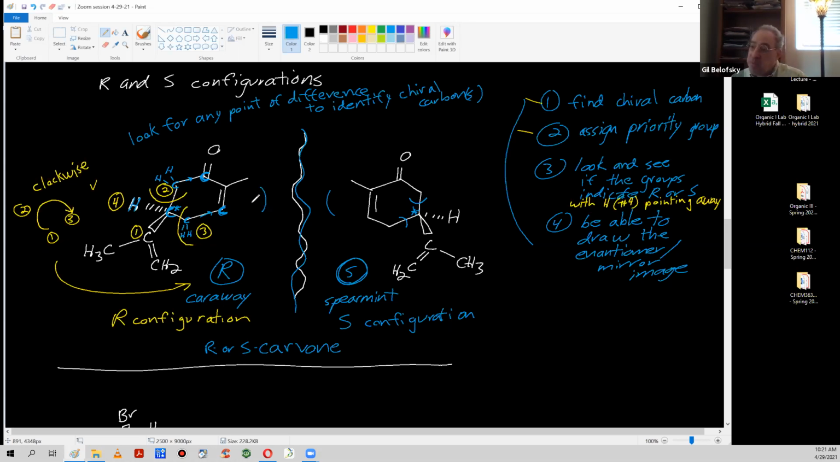So step 1, find the chiral carbon. That's the only one with 4 different things attached. Assign the priority groups. We did that, and I'm going to go into that some more in examples. And definitely videos 2 and 3, look at those. And then as we're looking at them, 1 to 2 to 3 clockwise is R, 1 to 2 to 3 counterclockwise is S. So 4 is pointing away from us. 1, 2, 3. 1 to 2 to 3 counterclockwise is S.